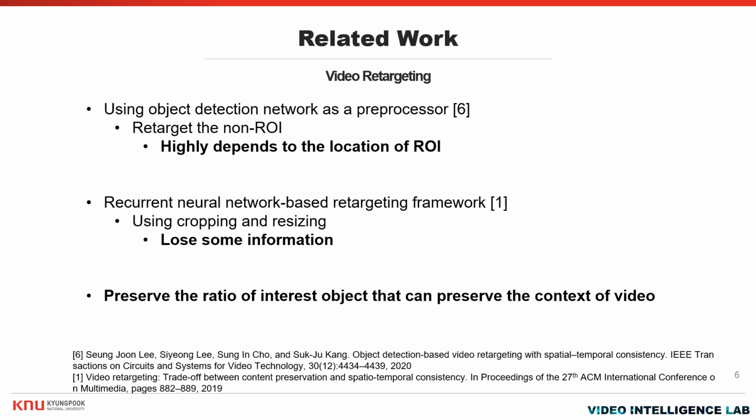There are several related works. In this study, using an object detection network as a preprocessor, detect the region of interest and retarget the non-region of interest. This method highly depends on the location of the region of interest. In another study, using a recurrent neural network, use cropping and resizing. These operations cause loss of the original video information. These methods have the advantage of preserving the context of the video because they maintain the original ratio of the object of interest.